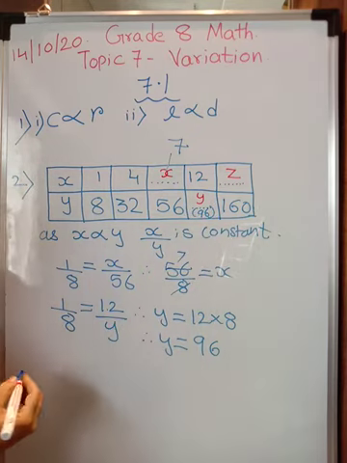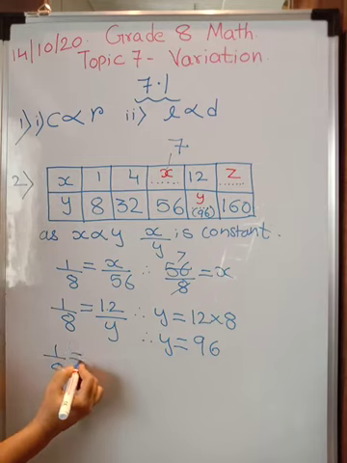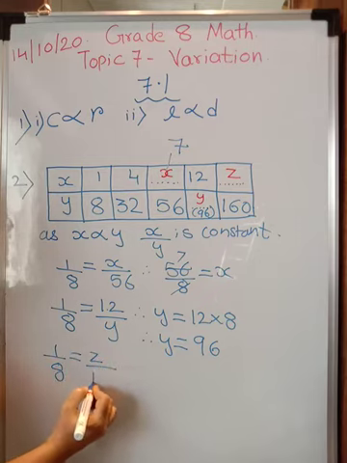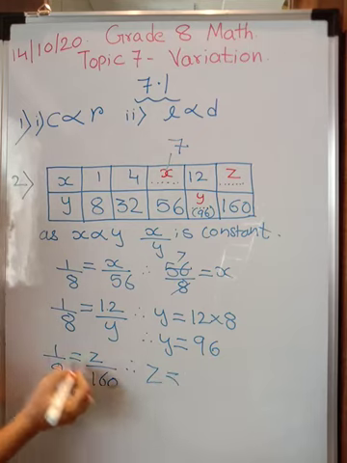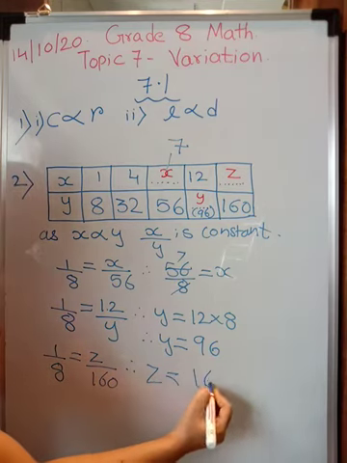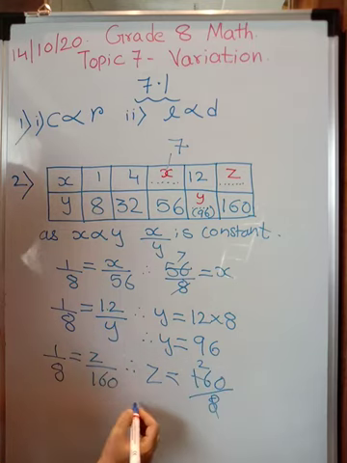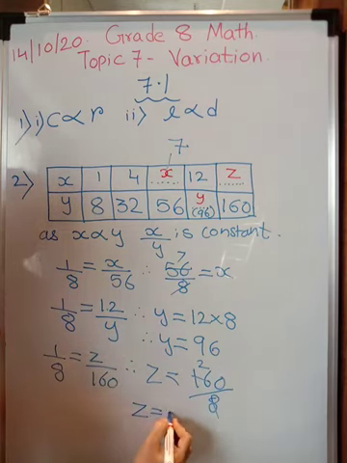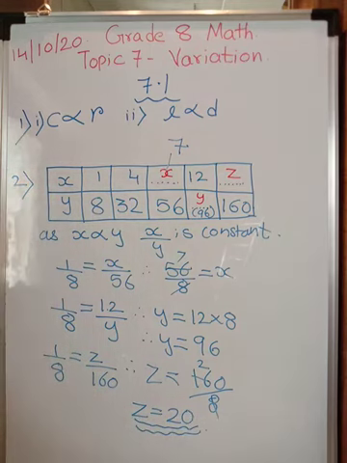Let us see Z now. Similarly again, 1 upon 8 is also equal to Z upon 160. Therefore Z will be equal to 160 upon 8. 8 ones are 8 and 8 twos are 16. So what is the value of Z? Z is equal to 20. Okay. Is this clear, everybody?